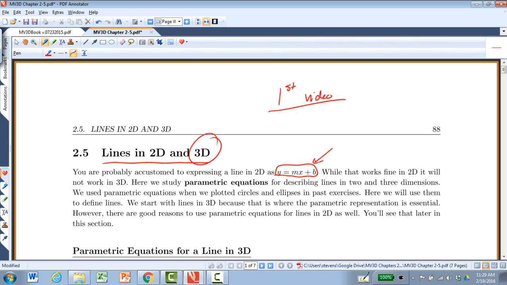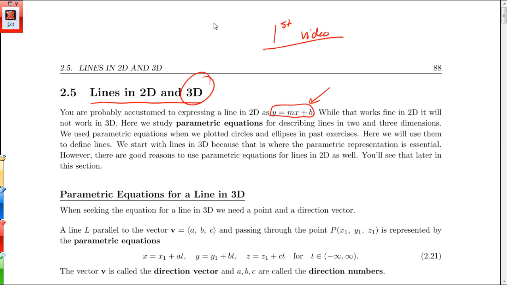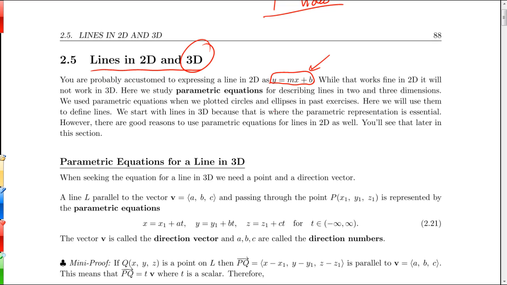All right, so we're going to do lines in 3D. I'm going to put this in full screen mode so that we get a bigger picture. When it comes to doing a line in 3D, what we need is a point and a direction vector. If this is my 3D axis, and I have a point here and a direction vector here, then the line I want to create goes through this point and is parallel to that direction vector.